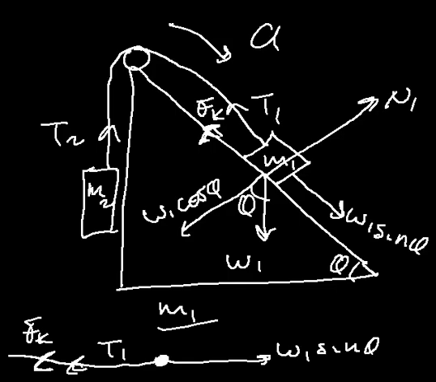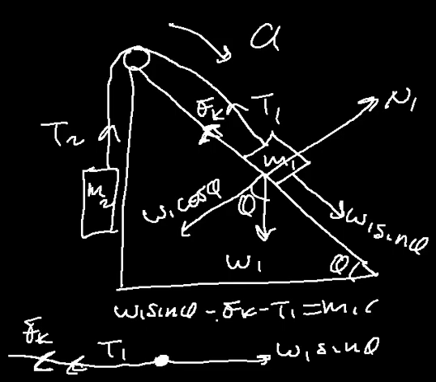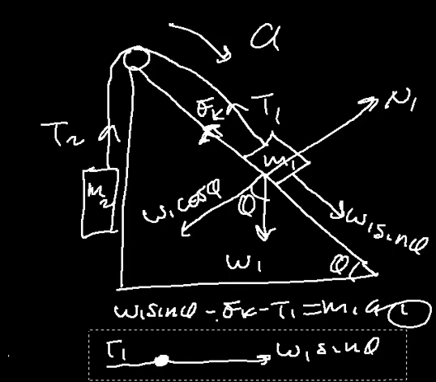So according to Newton's second law of motion, they are the ones responsible for the acceleration of the object. Therefore we'll have weight 1 sin theta minus Fk and minus tension force 1, which is equal to mass 1 times acceleration. Let's say this is equation 1. You should be very careful in the analysis.